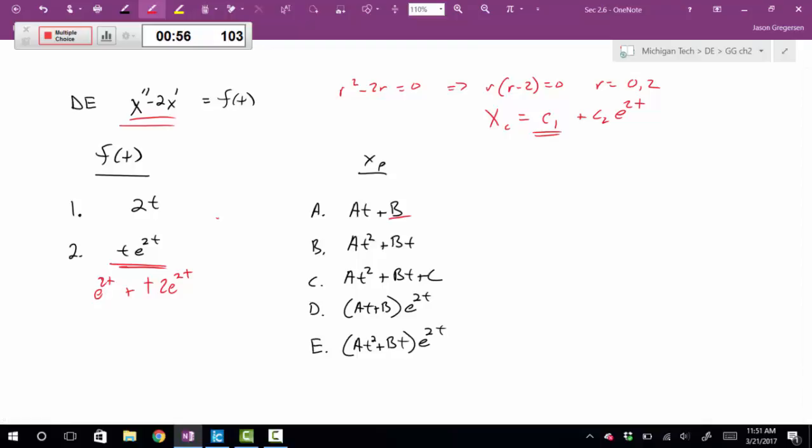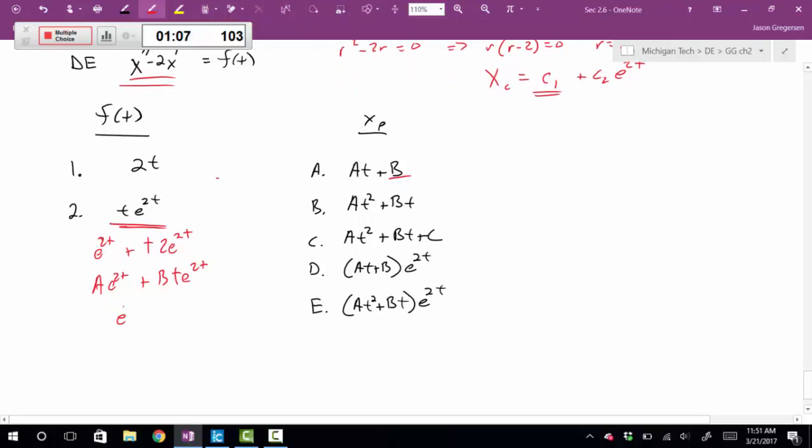So really, I can see that I'm going to need a constant e to the t, and I'm going to need some constant t e to the 2t. That might be a good first guess here. So I can factor that out if I want to get bt plus a, something like this.